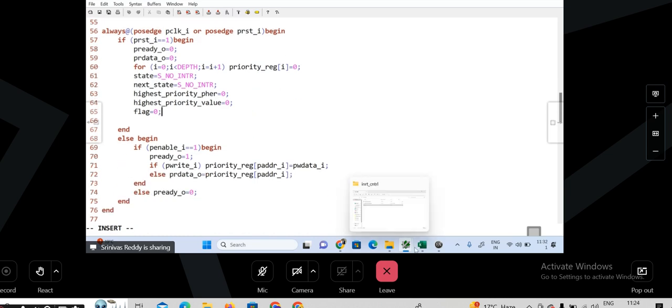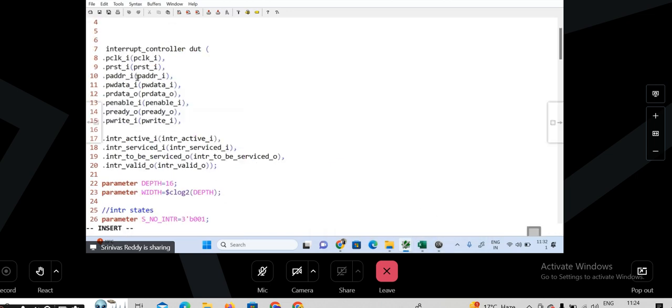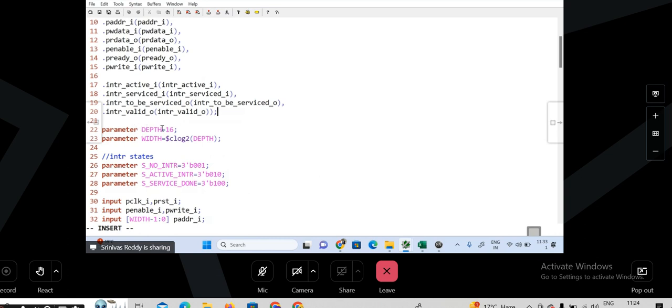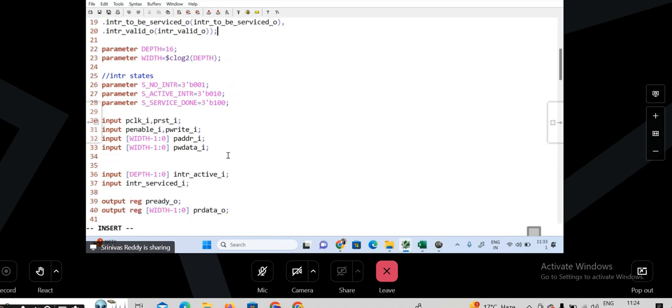Next, what I need to do? Let me introduce the delay. Repeat up to the passage of the clock. Then begin and end. What I want to do? P reset, correct? P reset is equal to what? 0.